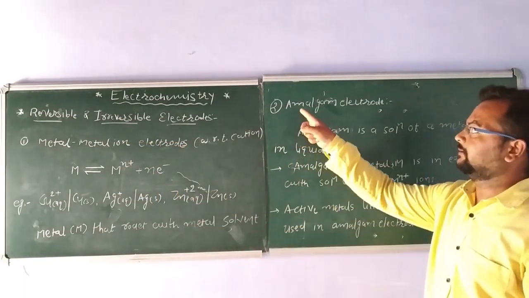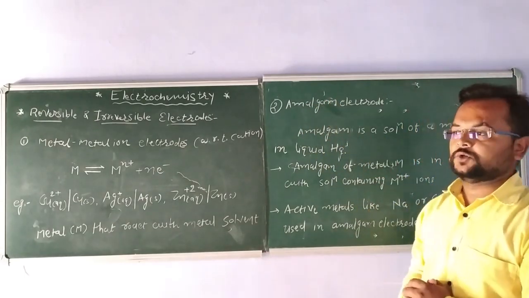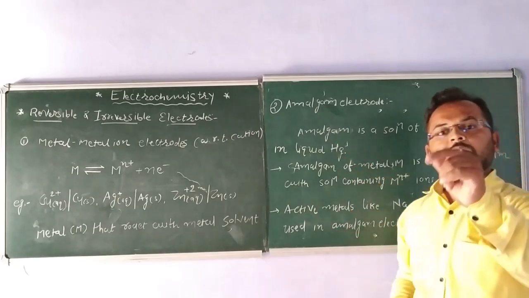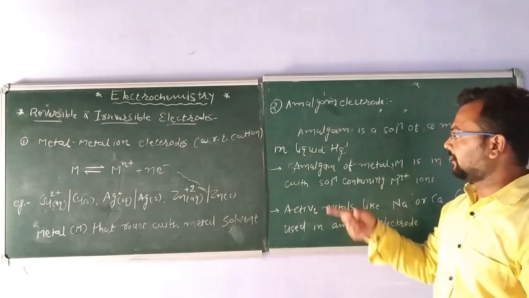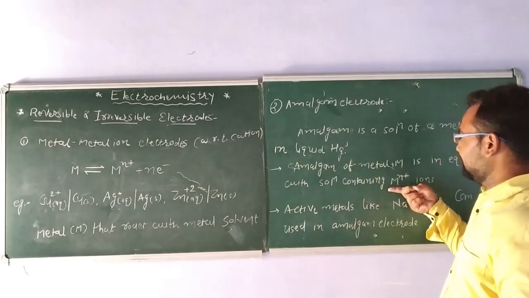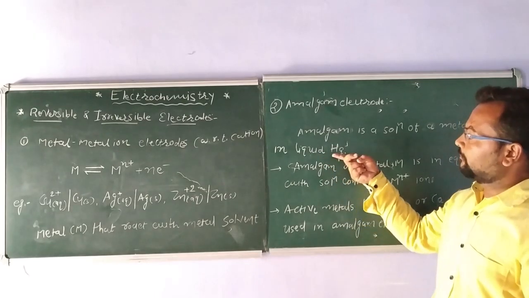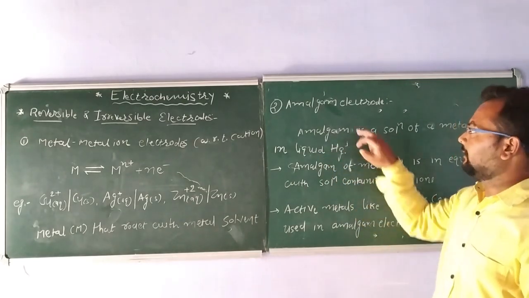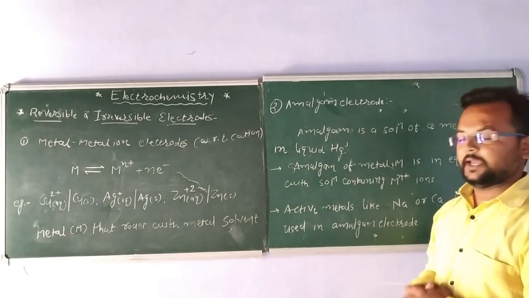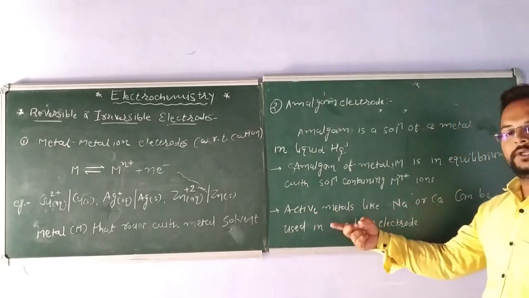Now the second electrode is the amalgam electrode. First, what is an amalgam? An amalgam is a solution of metal in liquid mercury. In an amalgam electrode, metal M is in equilibrium with a solution containing M^n+ ions. The mercury does not take part in the electrode reaction, and active metals like sodium and calcium can be used in an amalgam electrode.